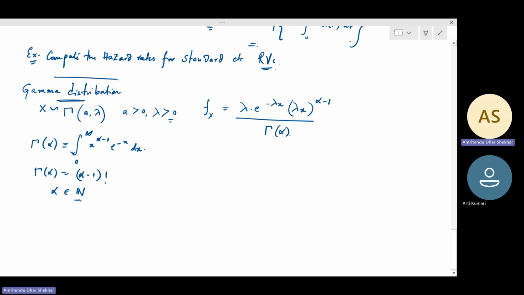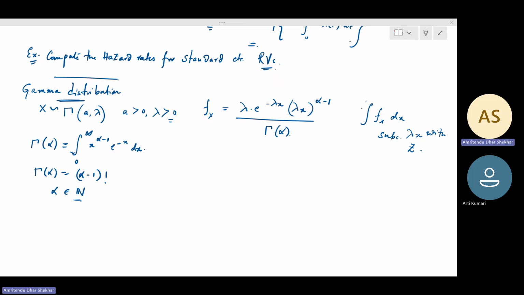Now you can easily check that this is a valid distribution function, because if you do the integral and substitute lambda x with z, then you can show that the integral of the term on top would be equal to gamma of alpha, and so you have the integral of f of x dx equal to 1.